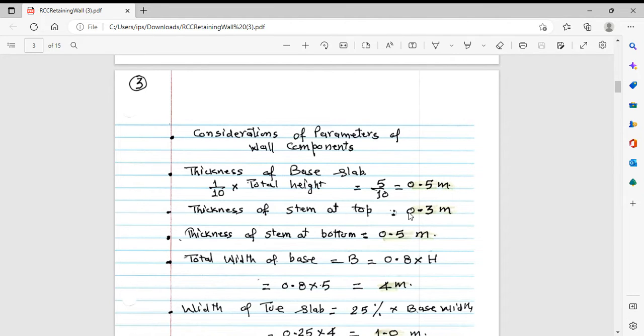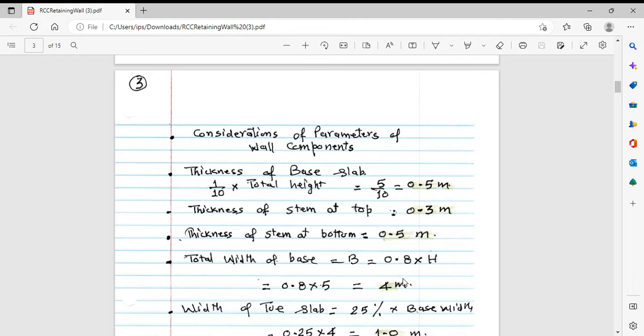Now, thickness of the top is taken as say 0.3. It should not be less than 0.3 at any cost, and maximum that we have taken at the bottom as 0.5. Total width of the base is generally taken as 0.75 to 0.8 of capital H. For the safer side, I am taking it as 0.8 of H, that is 5 meters, that is 4 meter.